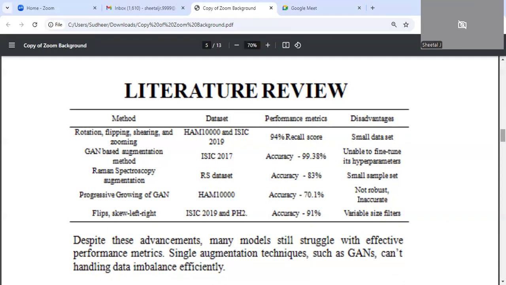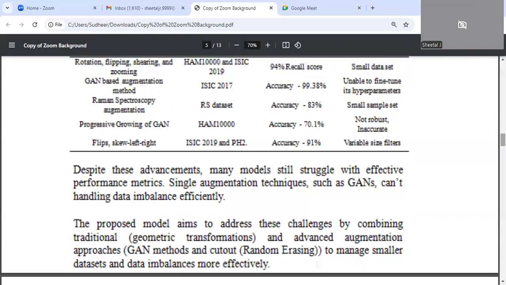The third one goes with a smaller data set. The fourth one does not provide better performance metrics. Every paper has some particular drawback. When these technologies face a drawback, they are unable to handle the data imbalance efficiently. So, in order to cope with the data set, we are going for the ensemble augmentation technique, combining both the traditional and the advanced augmentation methods. Cutout is nothing but an erasing method. Whichever unwanted things are there will be removed from the image.